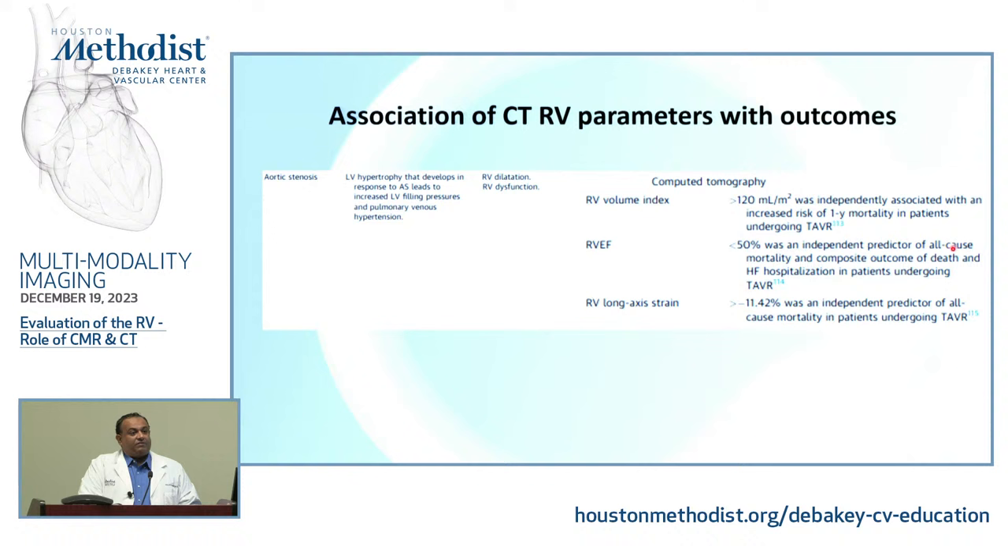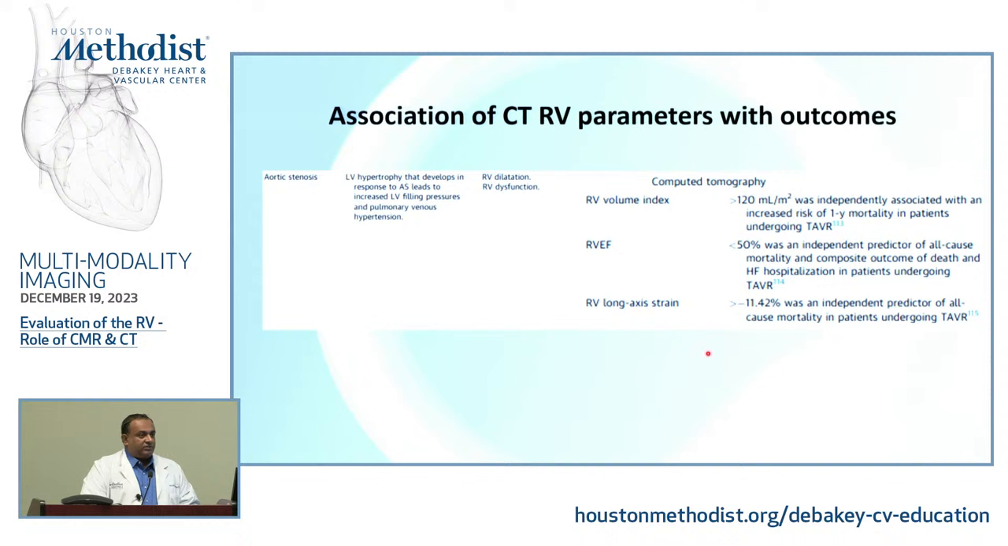There is data, in certain conditions, for the association of different CT right ventricular parameters with outcomes. In all the TAVR CT reports that you see, we give the RV and the LV function, because all these scans are retrospectively gated scans. In these aortic stenosis patients, there are studies that have looked at the prognostic value of these three right ventricular indices: the right ventricular volume index, ejection fraction, and strain, which you can also do with CT if you have the software package.